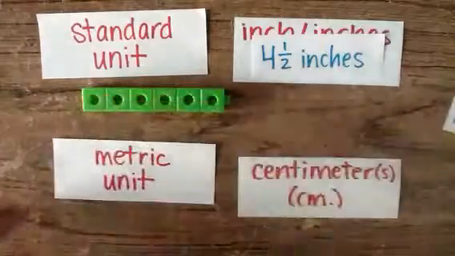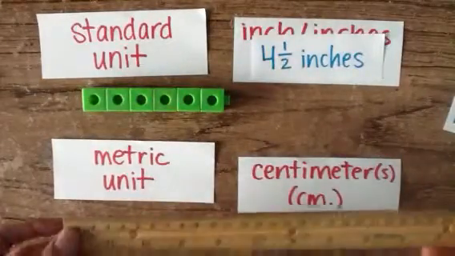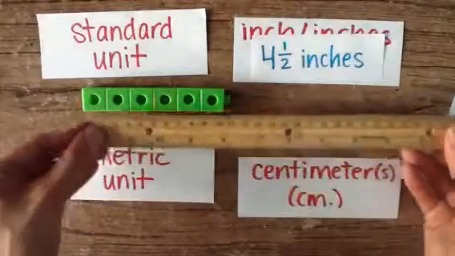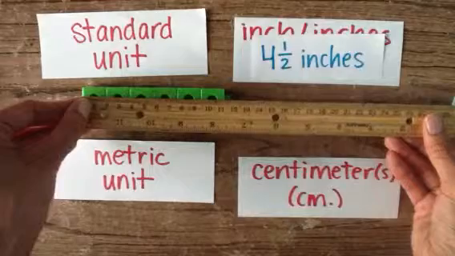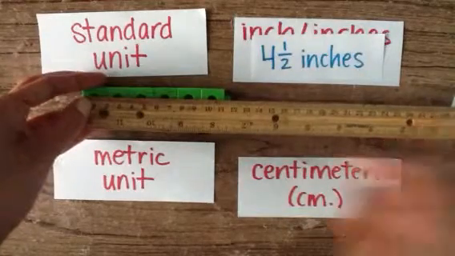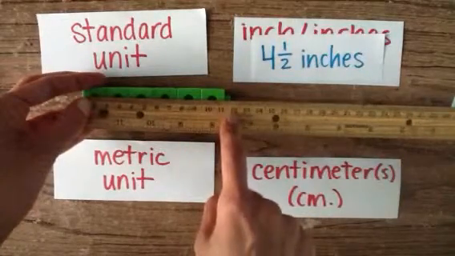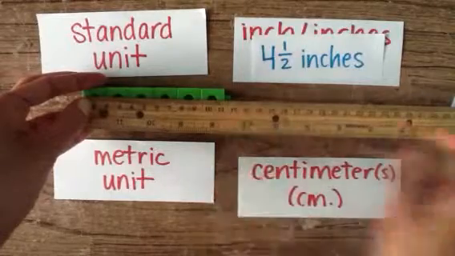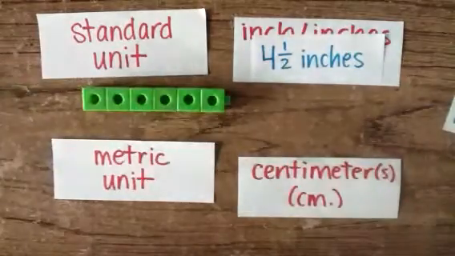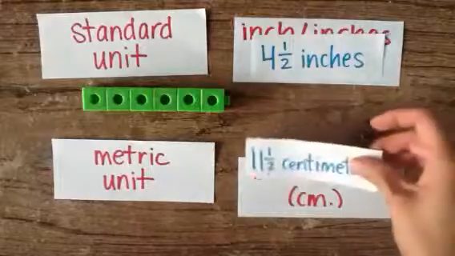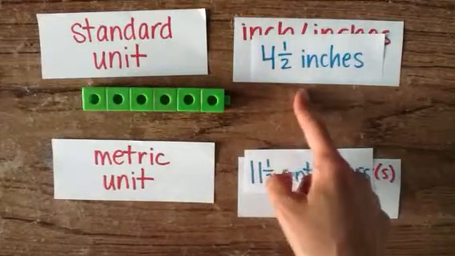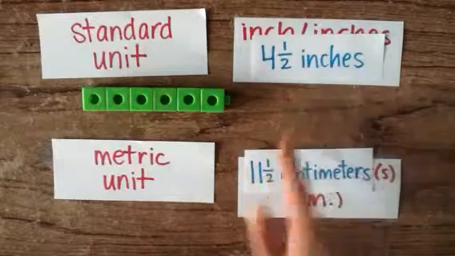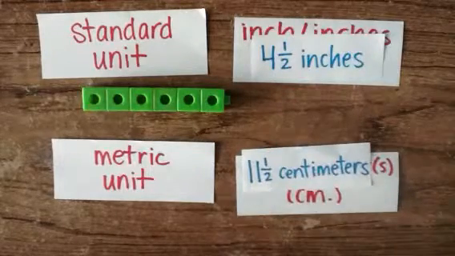Now using our metric unit of measure, which is in centimeters, I'll flip this over and I start here. And look right there, it's between the 11 and the 12. So how much is that? That's right, 11.5 centimeters. So these green blocks are 4.5 inches long, which is the same thing as 11.5 centimeters.